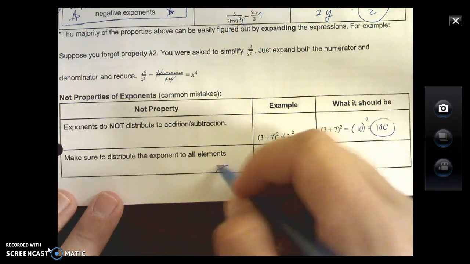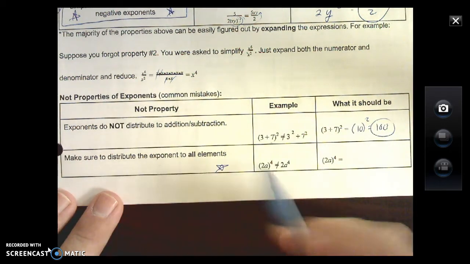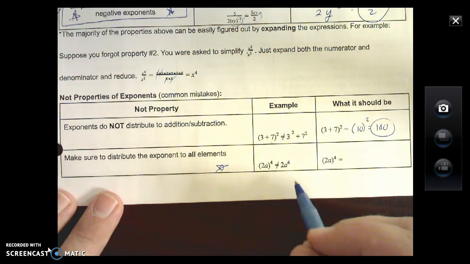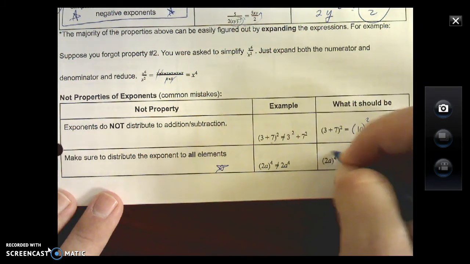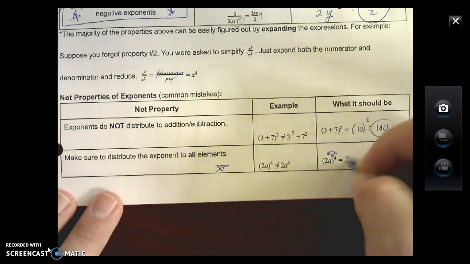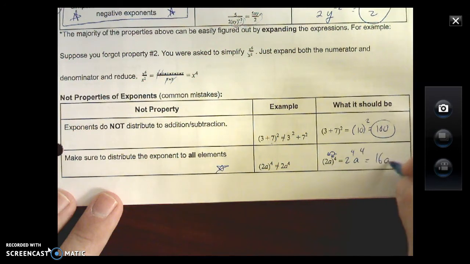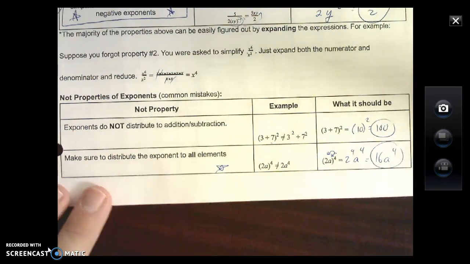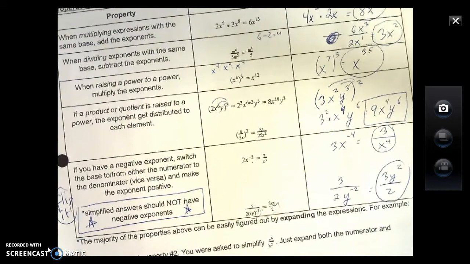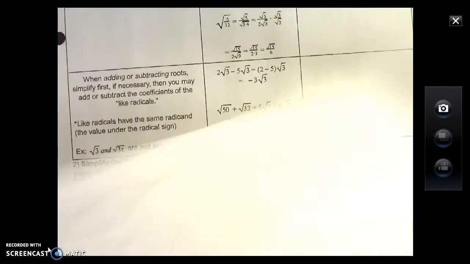And this one's huge. Make sure to distribute to all elements. 2a raised to the 4th power, 2a to the 4th. That 4th power has to go to everything. 2 to the 4th, a to the 4th. 2 to the 4th being 16. Boom. So it's a really simple one to fall into. Please be careful. Alright.